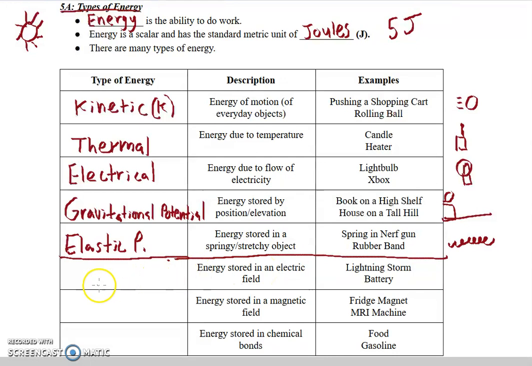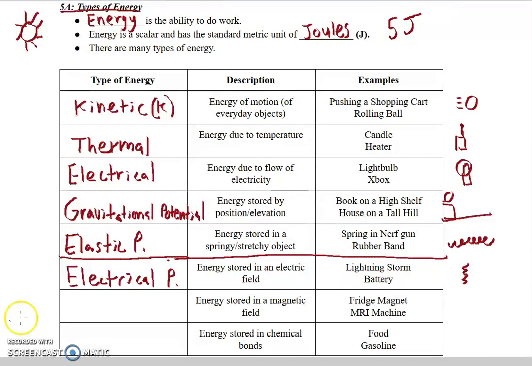Next type is called, not elastic, I just said that, electrical potential. So I'm just going to write electrical P. Electrical potential, that's energy stored in an electric field, so like lightning, a battery. Right, when you have lightning, there's electrical energy stored in the clouds and it gets released later. So it's electrical potential energy.